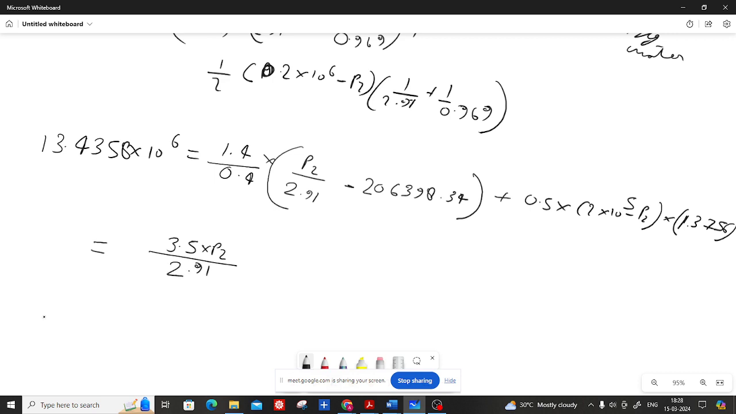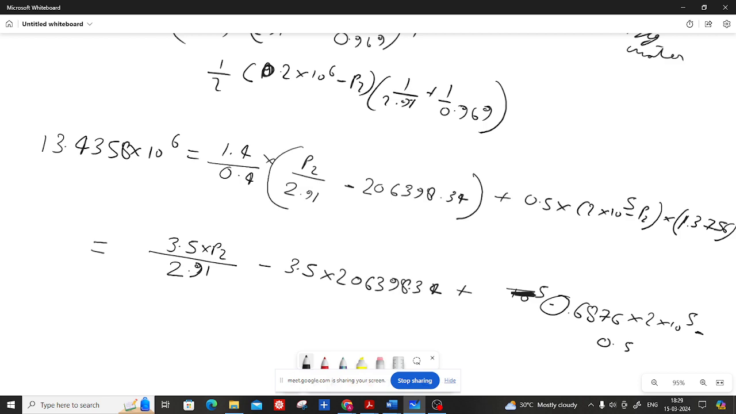3.5 upon 2.91, basically 1.4 upon 0.4 is 3.5. So 3.5 into P2 upon 2.91 minus 3.5 into 206,398.34 plus 10 to the power 5 minus 1.375 into 0.5, which is 0.6876, into 2 into 10 to the power 5 minus 0.5 into P2.